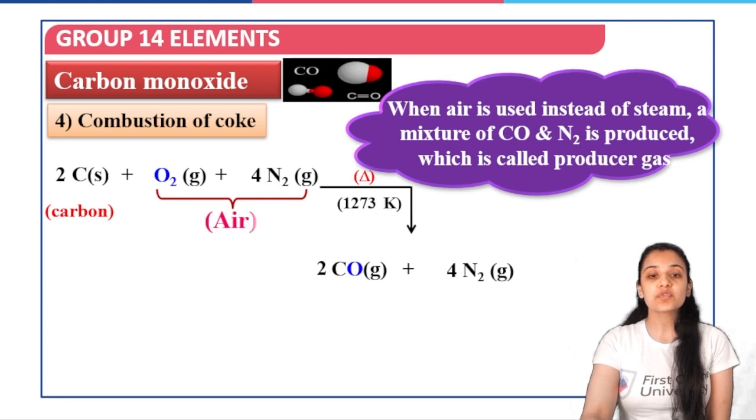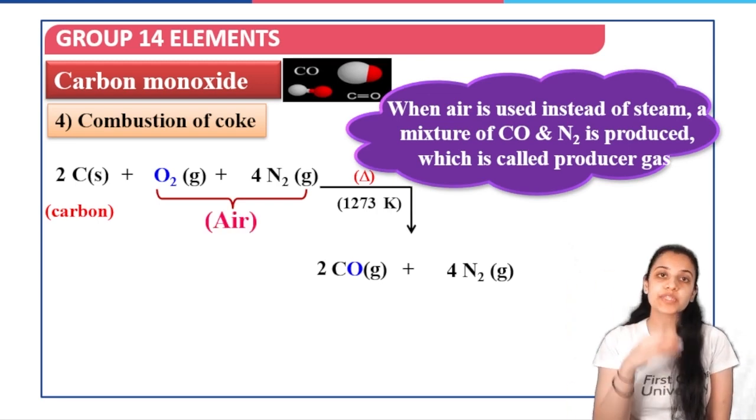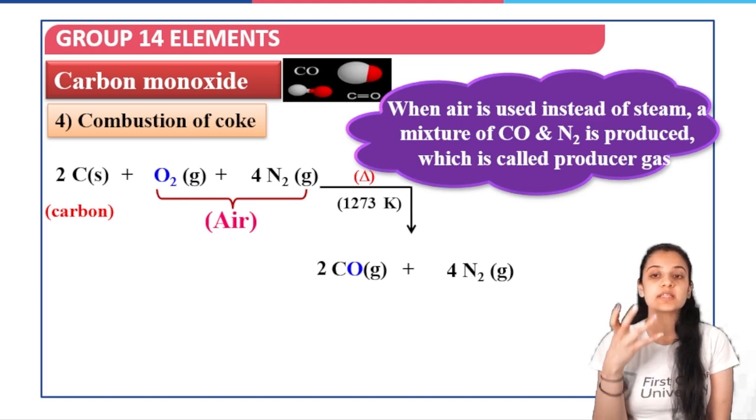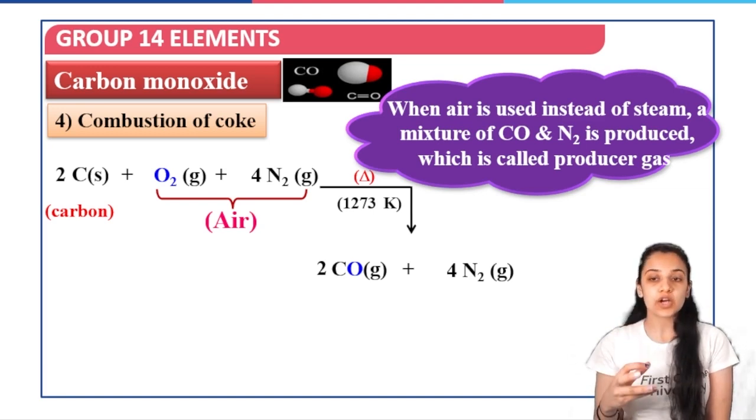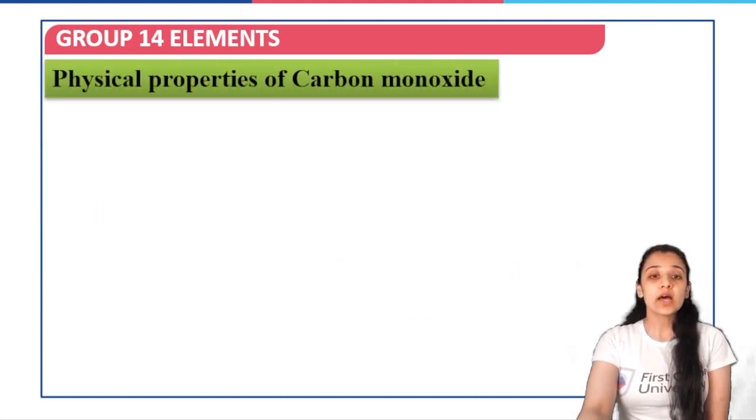Here, the mixture of CO and N2. So O2 and N2 together we are taking as air, because in air, it's not only oxygen that is present, but N2 is also present in a large amount. And then what we are getting as the product is CO, that is carbon monoxide, and N2, which together are called producer gas.